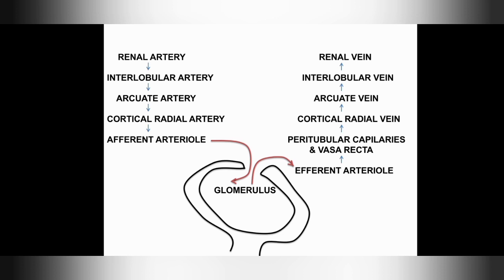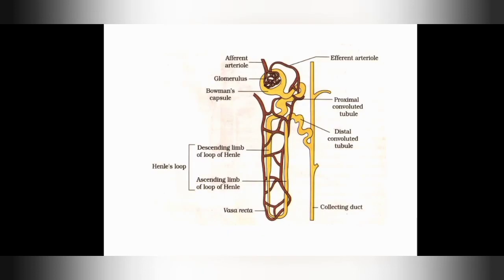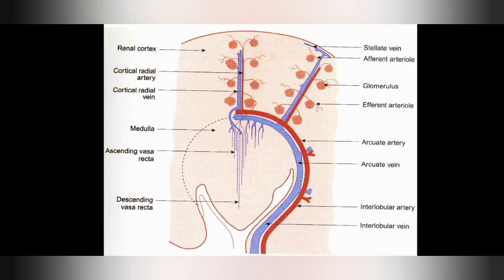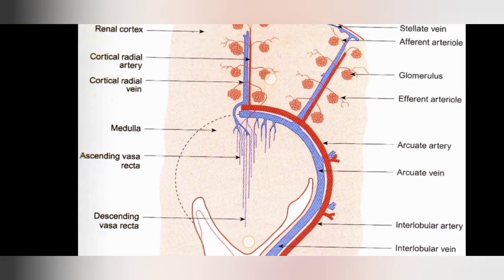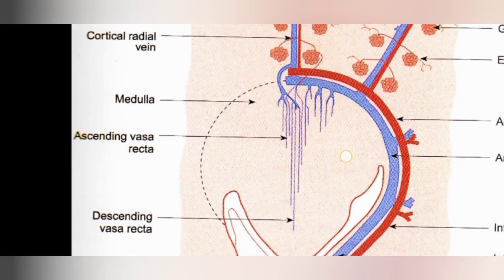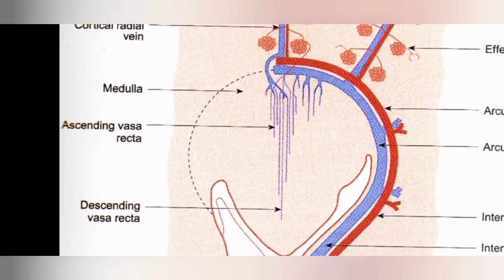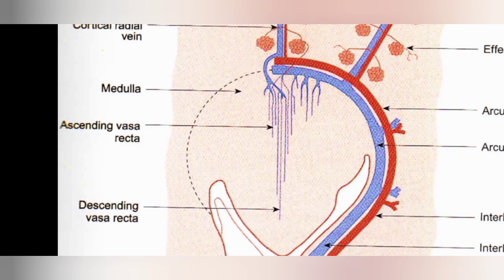So this is our flow chart, and the diagrammatic view is like this one: interlobular artery, then the arcuate artery, then our cortical radial artery, and the next structure forming is the efferent arteriole, and then the veins are joined. Just try to find out the vasa recta. These are the vasa recta, these blue colored long lines. See, this is the descending vasa recta, and this is the ascending vasa recta.